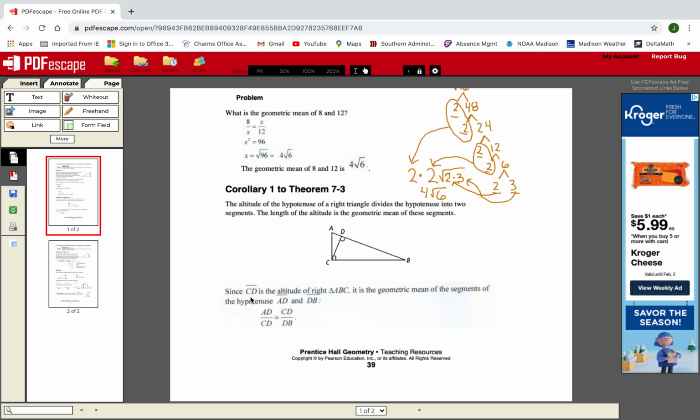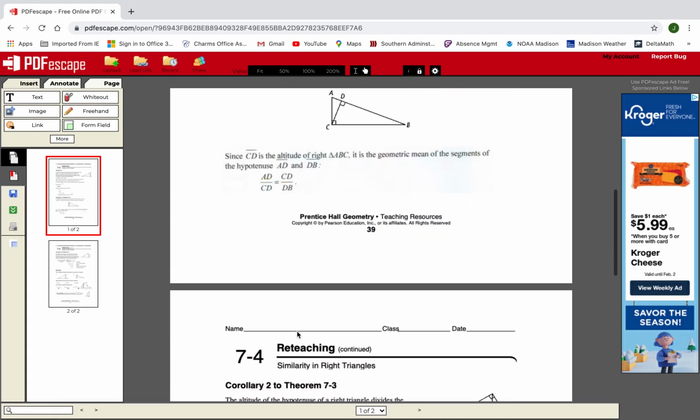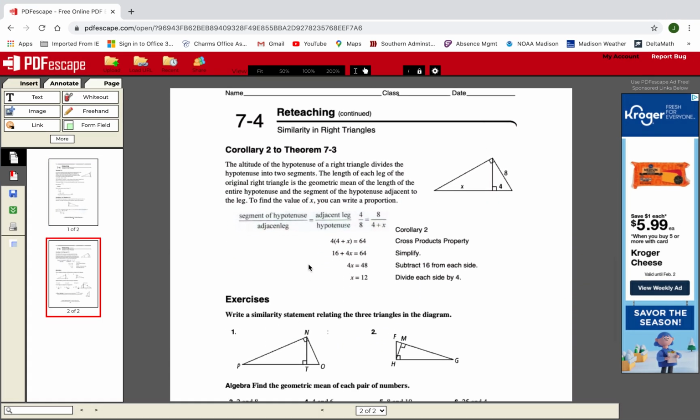Since CD is the altitude of right triangle ABC, it is the geometric mean of the segments of the hypotenuse AD and DB. So this may make more sense when we put some numbers to it, hopefully. All right, corollary 2 to theorem 7.3. The altitude to the hypotenuse of a right triangle divides the hypotenuse into two segments. The length of each leg of the original right triangle is the geometric mean of the length of the entire hypotenuse and the segment of the hypotenuse closest to it, or adjacent to that leg.